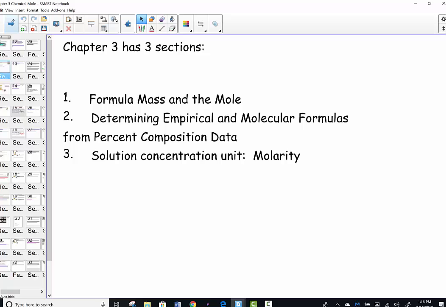If I know a compound's mass percent, the elements and their contribution to the weight, we can use that information to determine its chemical formula.